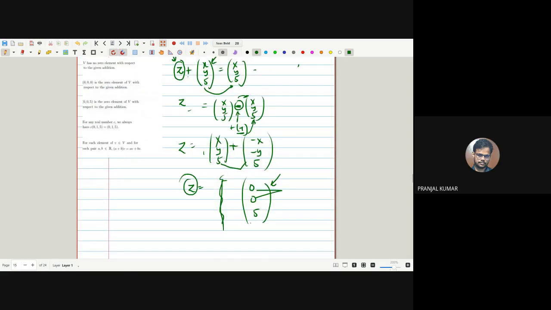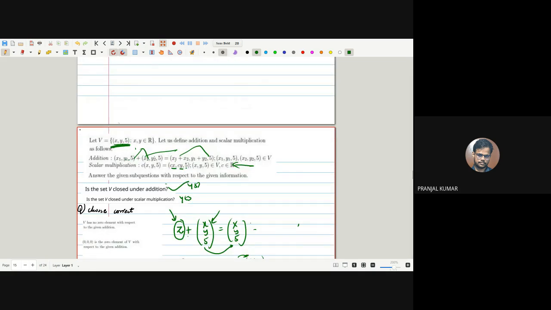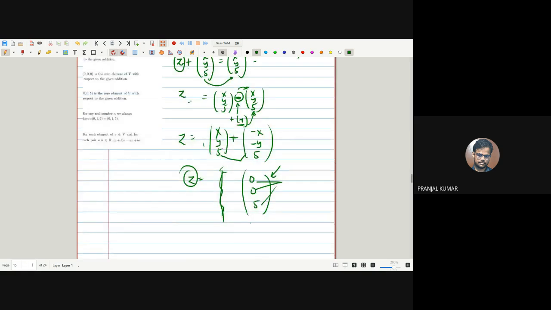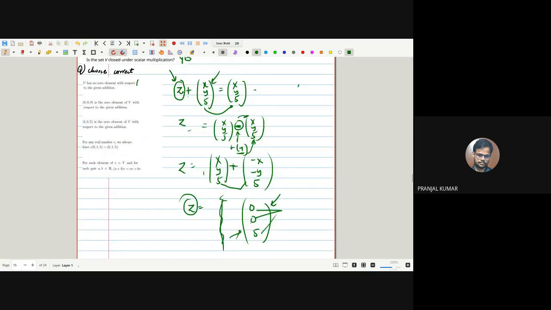Now tell me, is this element 0, 0, 5 belonging to the original set? 0 is a valid real number, and you have 5 here. So yes, (0, 0, 5) actually belongs to the set. So the 0 element of this set is (0, 0, 5). So this is false. B actually has a 0 element.